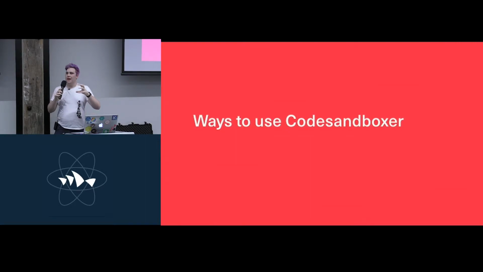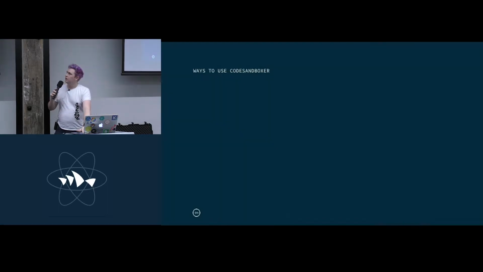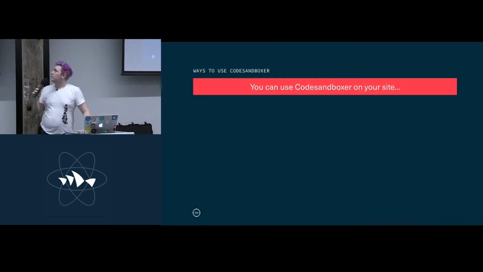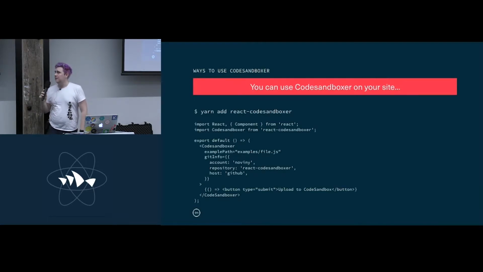So I split out the Codesandboxer bit of it from the React bit of it, and things got a little bit crazy. So the first thing is, as demonstrated, you can use Codesandboxer on your website. It's just an NPM package that you can add to your project, and you can run it super easy. If you have a bunch of examples that you want to be able to get people to have access to, you can just wrap the example code in this, point it at the right place, and it works.